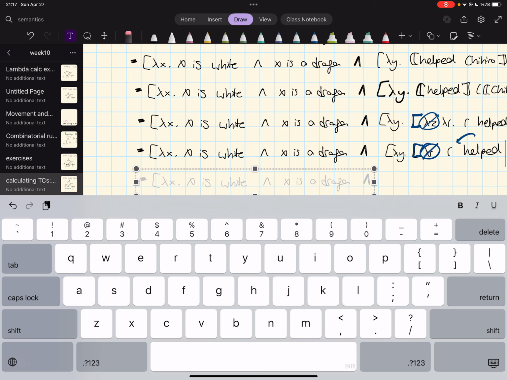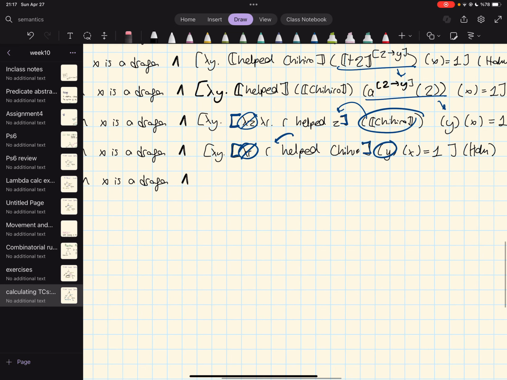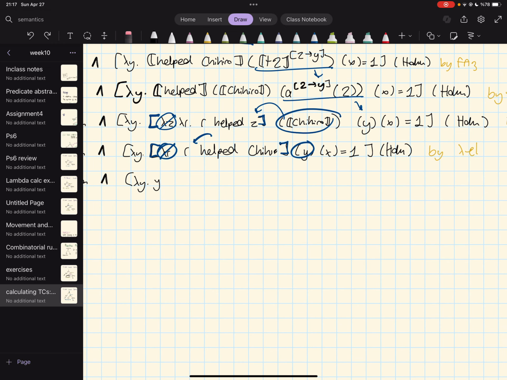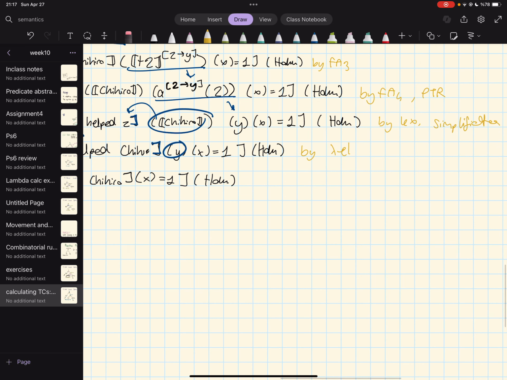The first part comes first, and then lambda y. I no longer need to write the colored brackets, and instead of r, I'm putting y. Y helped Chiro. And it has the one argument x denotes 1, and close the brackets, it also has Haku. This was again done by lambda elimination.